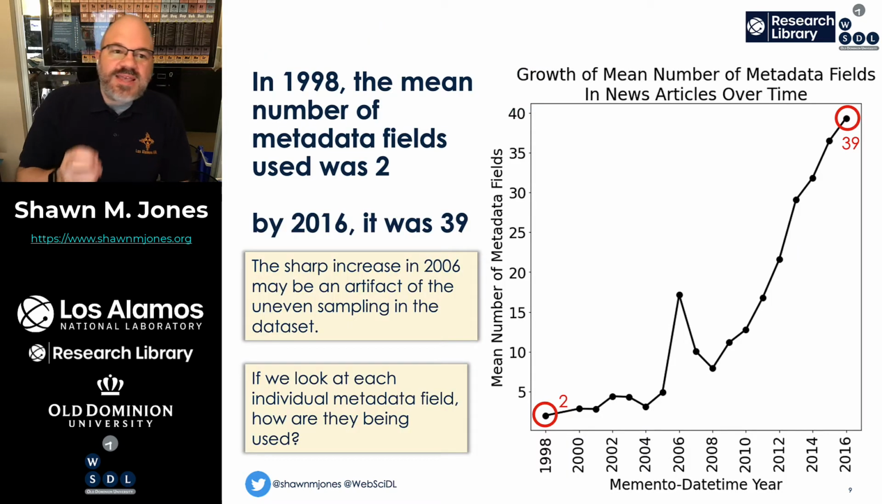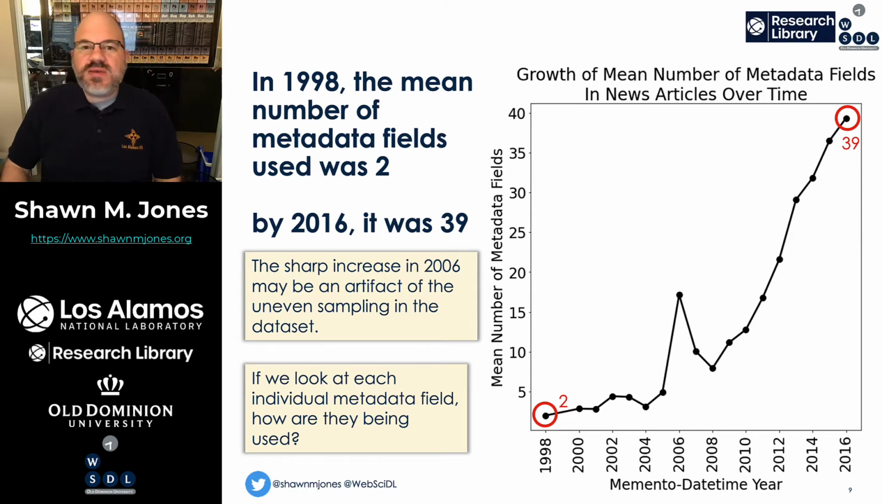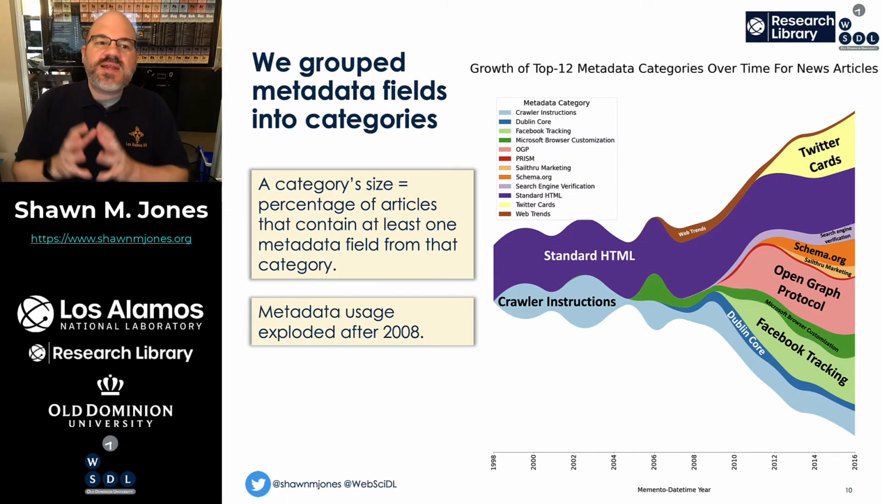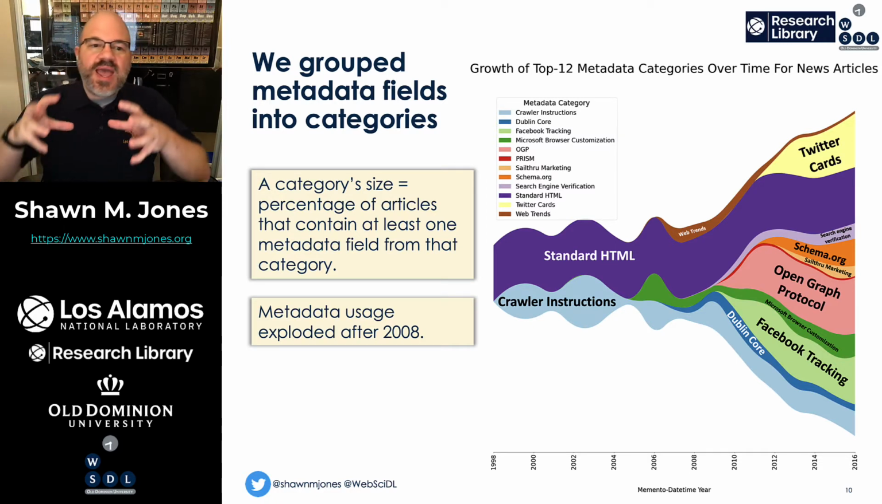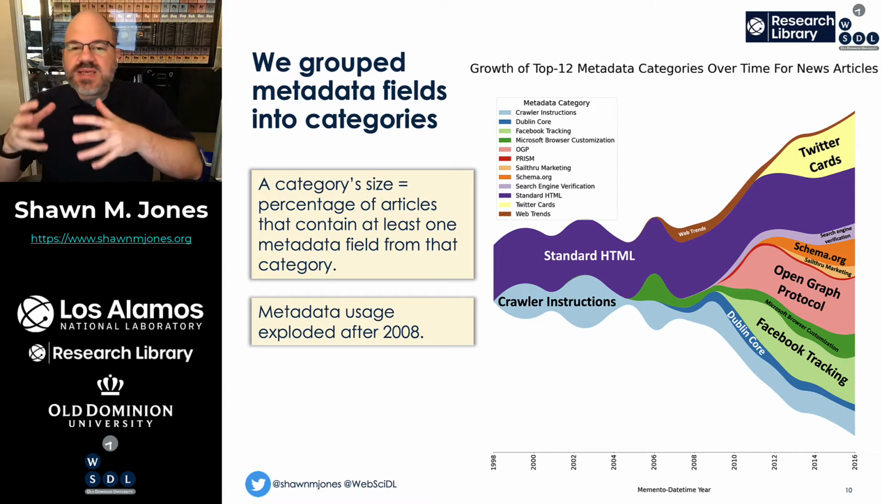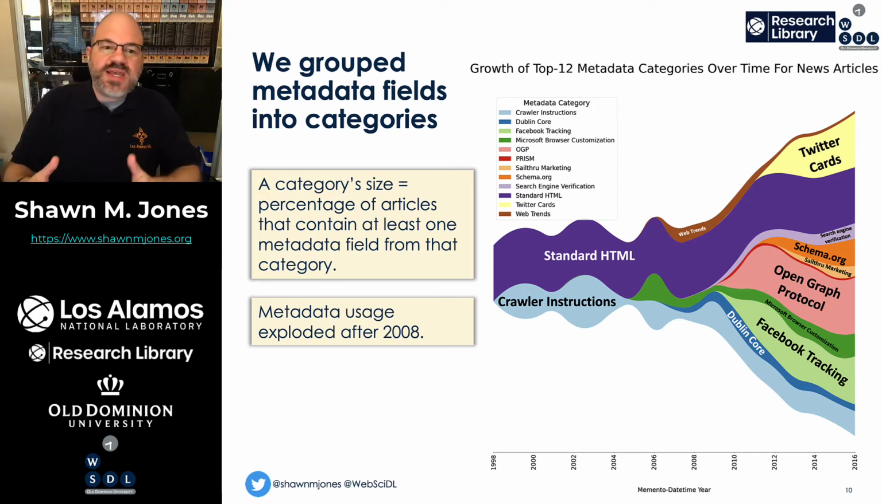In 1998, the mean number of metadata fields in use was 2. By 2016, it had grown to 39. And if we look at each individual metadata field, we could ask, how are they being used? And so we grouped metadata fields into categories. And on this stream graph, we can see that a category's size indicates the percentage of articles that contain at least one metadata field from this category. And we could tell that metadata usage exploded after 2008.